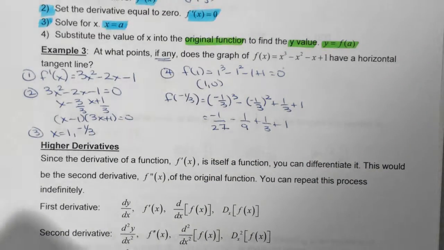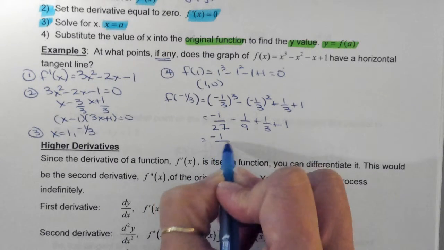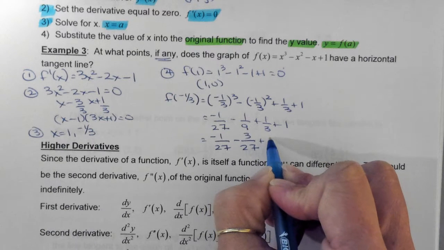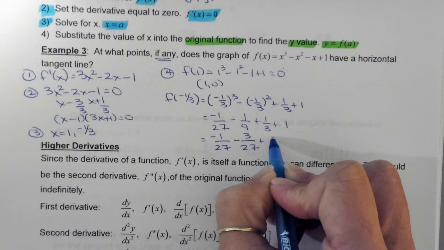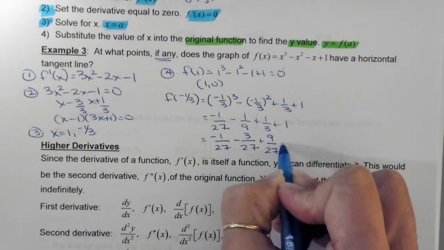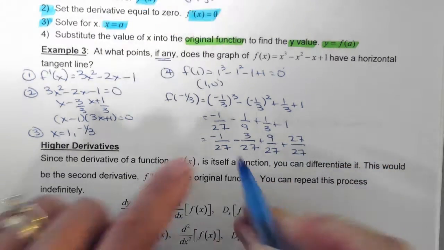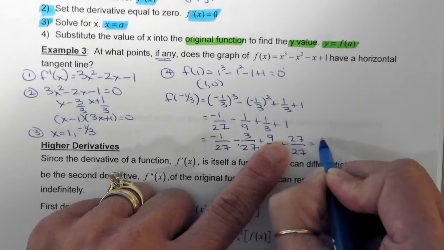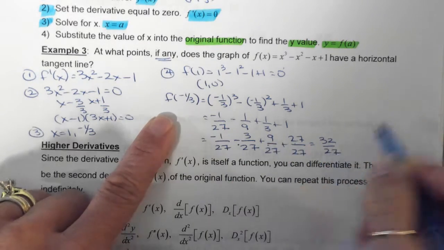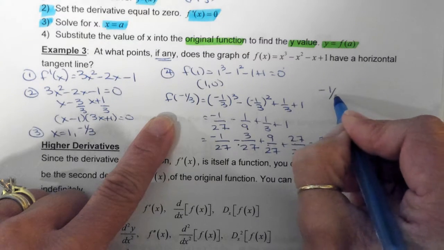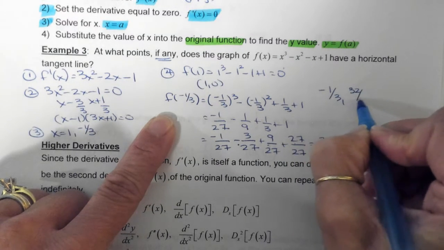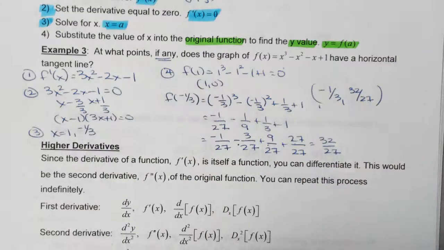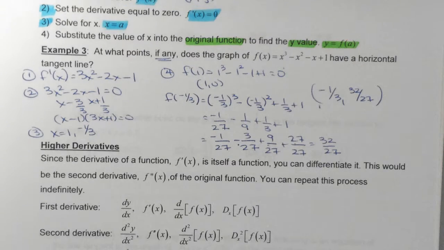I need a common denominator. Negative 1 over 27 minus 3 over 27 plus 9 over 27? Yes? Plus 27 over 27? So negative 1 minus 3 is negative 4, plus 9 is 5, plus 27 is 32 over 27. So then my other point is at (negative 1/3, 32/27). These are my 2 points. Questions?